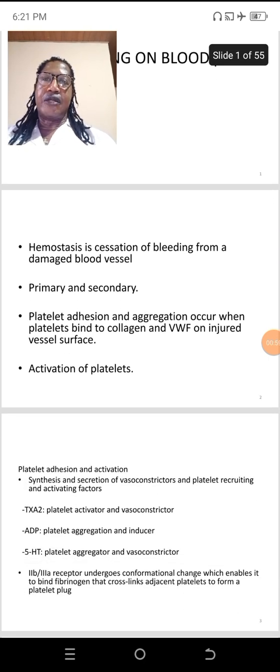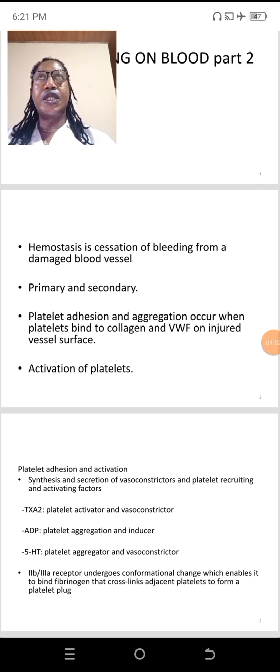Now, what happens that the blood that is normally liquid flowing through the vessels gets to clot sometimes? What happens is that beneath the endothelial surfaces of the blood vessels, there are some proteins, and these proteins include collagen and von Willebrand factor. So with injury, there will be adhesion and aggregation of platelets. The platelets will bind to the collagen and von Willebrand factor on the injured vessel surface.